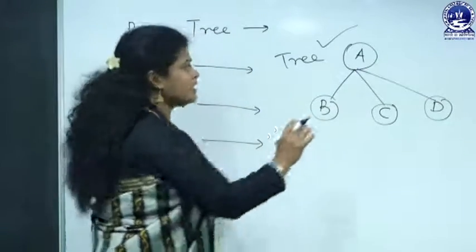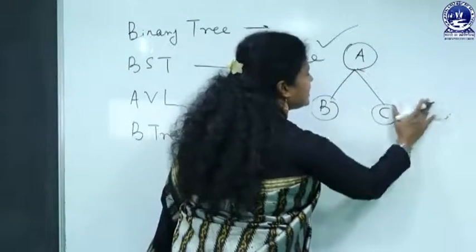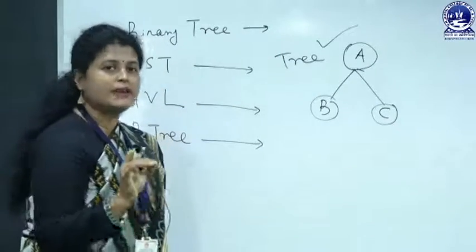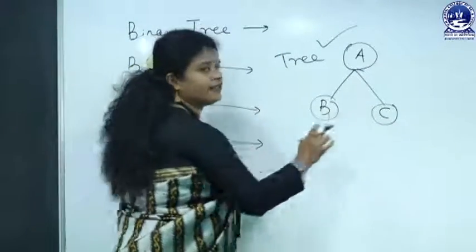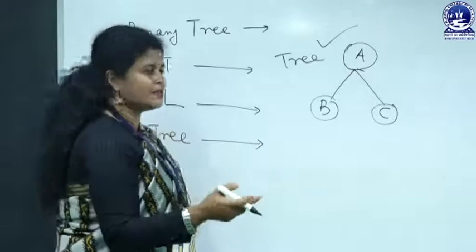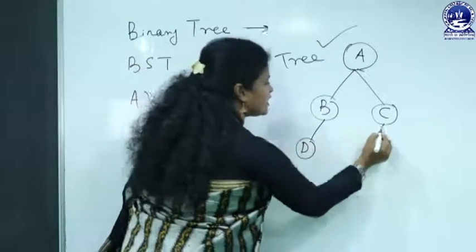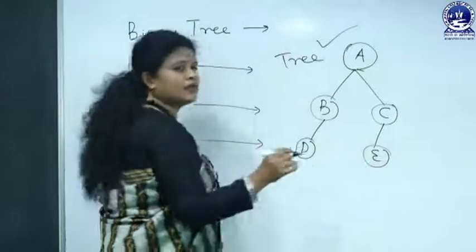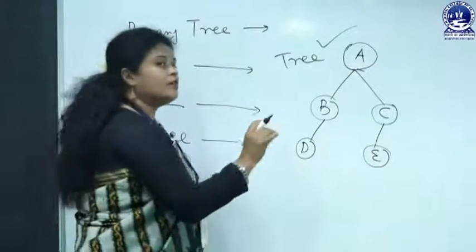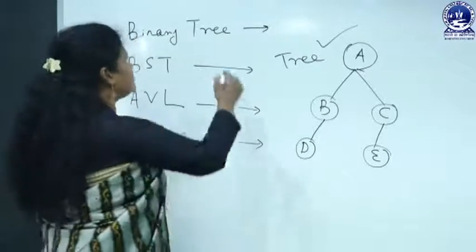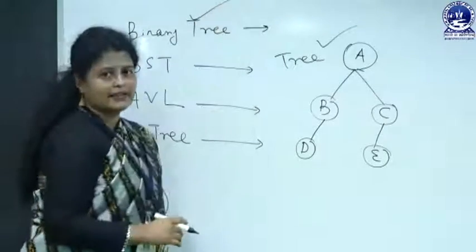Why? Because in case of binary tree, each parent or each node can consist of up to a maximum of 2 children. Okay, this is binary tree, very simple one. You can use another node here also, it is okay, no problem. But one node cannot contain more than 2 children. This is the property of the first one, that is binary tree.